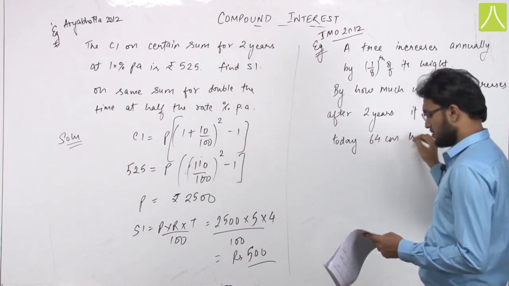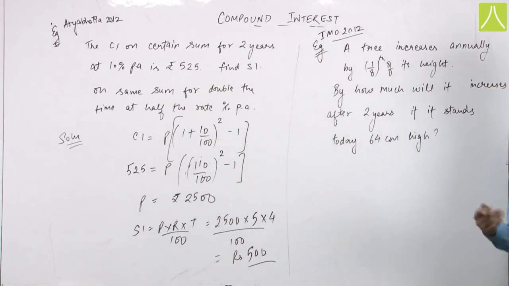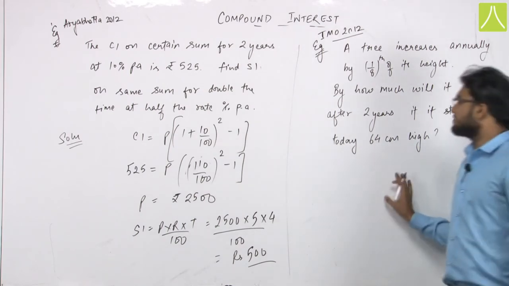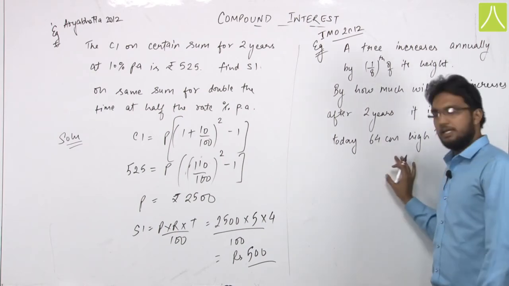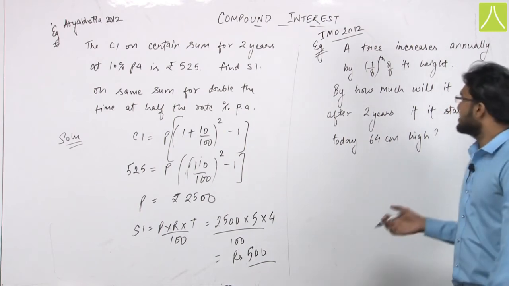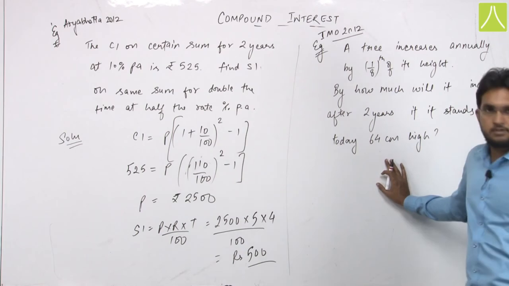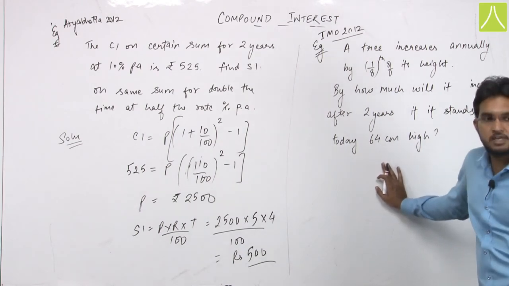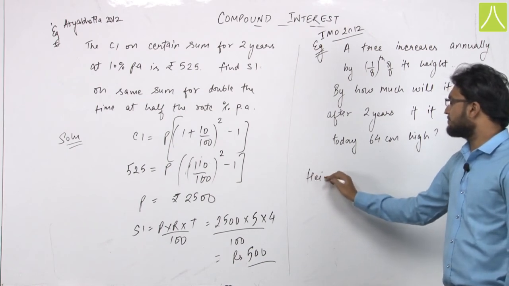So this is a question of compound interest, in which the principal amount continuously changes. If the principal amount doesn't change, then it becomes simple interest. But here, when the height is 64 centimeter, after each year it gradually increases by 1/8. Therefore, after 1 year it will change, then the principal amount will again change, and again change. So we calculate the height after 2 years directly.